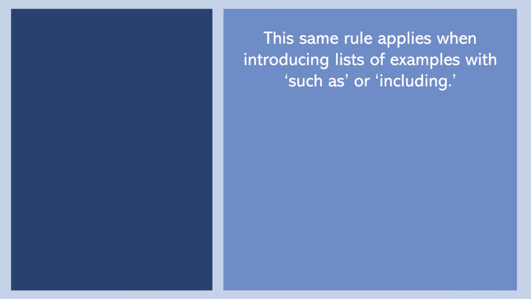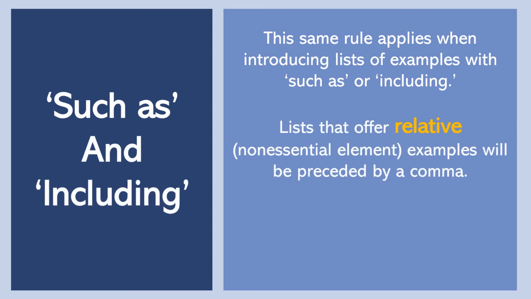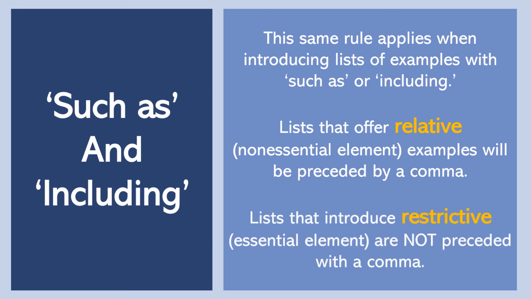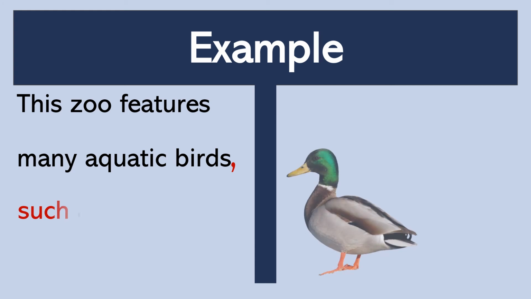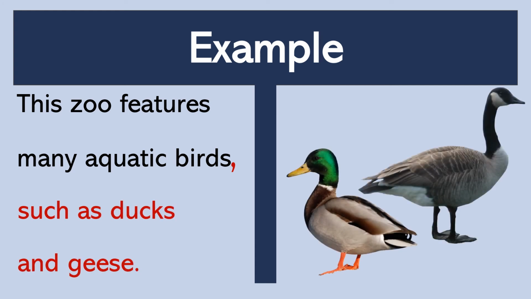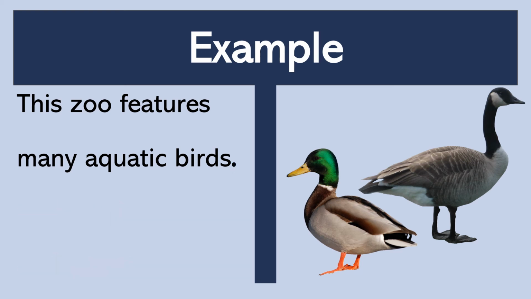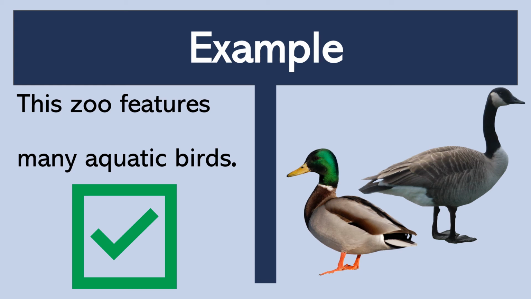The same rule applies when introducing lists of examples with such as or including. If you're introducing a relative or non-essential list, it's comma such as or comma including. But if it's a restrictive or essential element, there will not be a comma before. Example, this zoo features many aquatic birds, comma, such as ducks and geese. Now in this context, ducks and geese are related to the aquatic birds, but if we remove this element, the zoo still has aquatic birds, and that sentence still means the same thing.